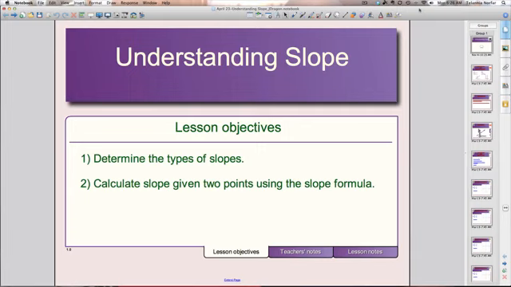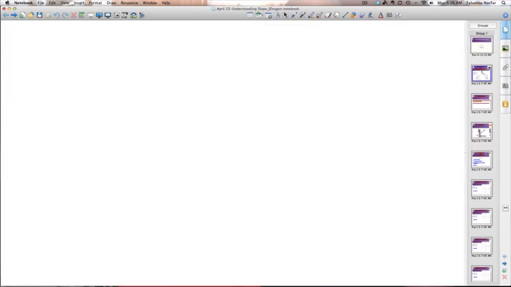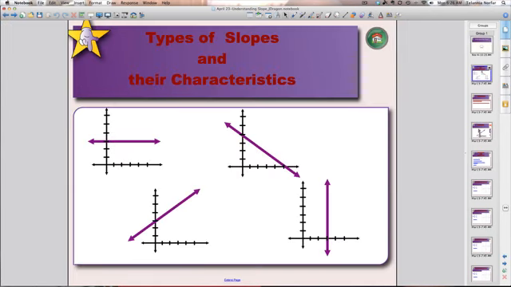Well, this lesson is brought to us by JDragon. He uploaded his lesson onto the Smart Exchange. And in this lesson, we look at determining the types of slopes and then practice calculating slope given 2 points using the slope formula. So let's get started with our notes and then we'll do some practice. So here's our first note, the types of slopes and their characteristics.